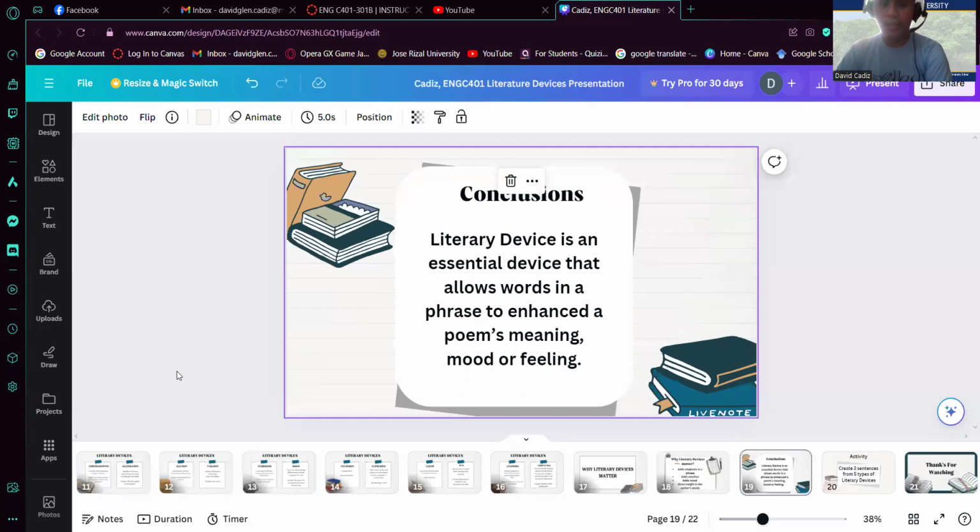So, in conclusion, literary devices are an essential tool that allows words and phrases to be enhanced with meanings, moods, or feelings, and in turn, it allows literary works to make readers enjoy them more and gravitate more into the story that's being told.